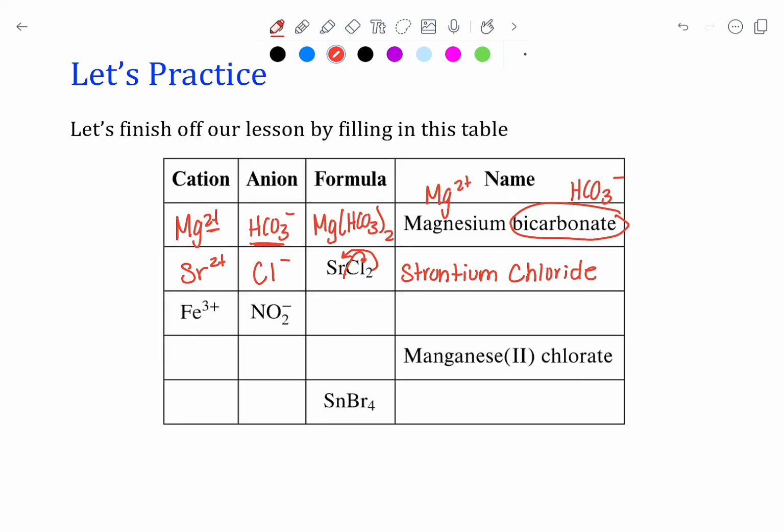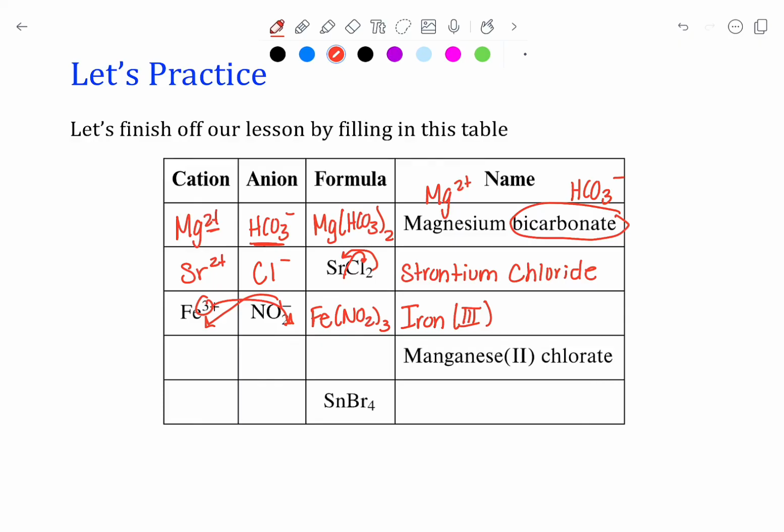So we have iron 3+ and NO2-. So if we crisscross those, we have 1 that goes down to the iron, 3 that goes down to the NO2. So we get Fe(NO2)3. So we name our first one iron. Iron is a transition metal, so we need to show its charge as a Roman numeral. It has a charge of 3+. That was given in the problem.